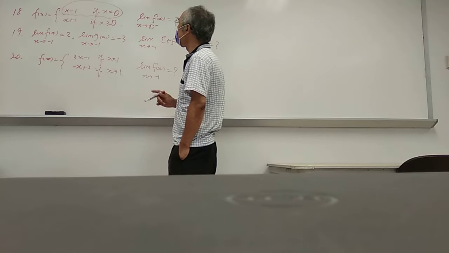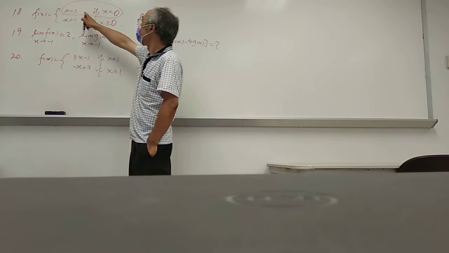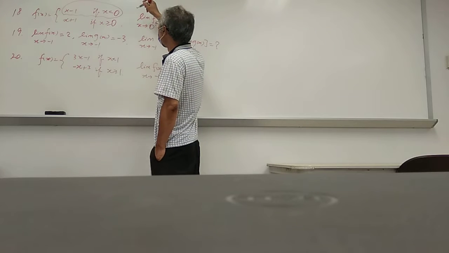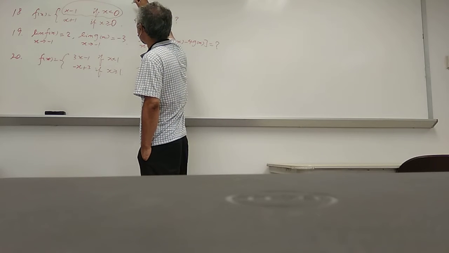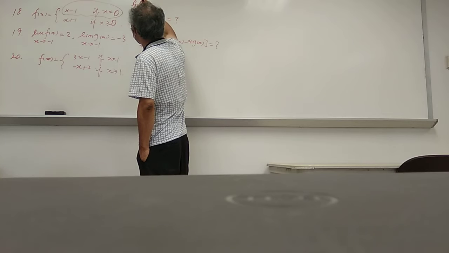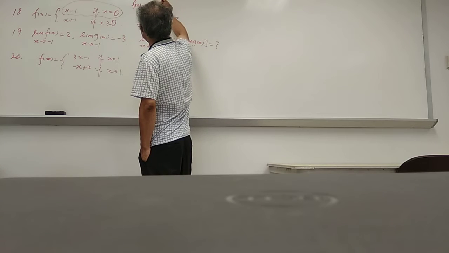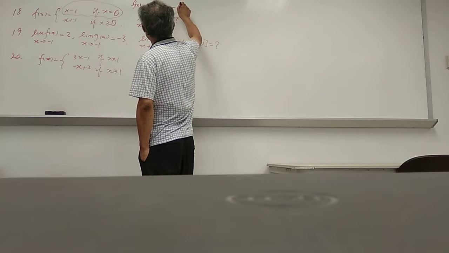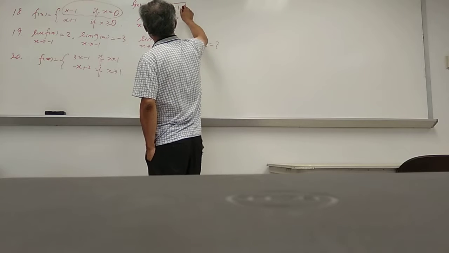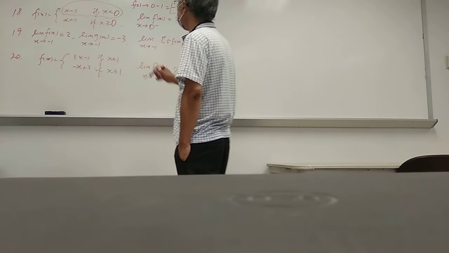So what you do is just find the limit from this expression. When x approaches 0, this f(x) approaches 0 minus 1, so that will be negative 1. So the answer is negative 1. Okay?